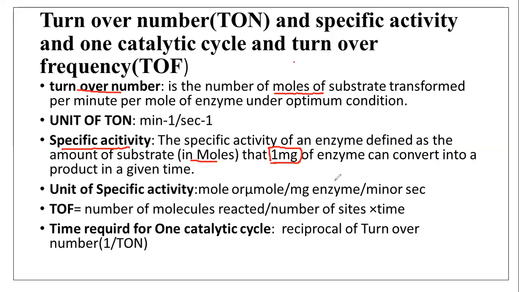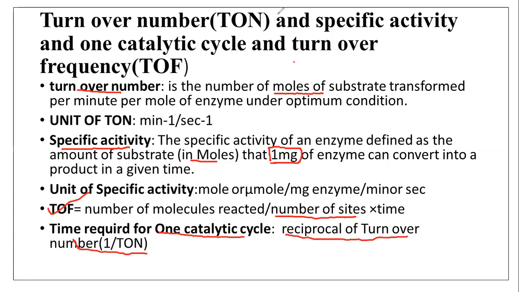Now coming to turnover frequency. What is turnover frequency? Turnover frequency is the number of molecules reacted per number of sites per unit time. The time required for one catalytic cycle is equal to the reciprocal of the turnover number. So 1 by turnover number is the one catalytic cycle.